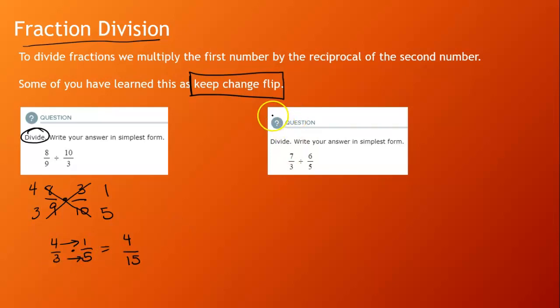Now we're going to pause the video and you're going to try this one on your own. You should have kept your first fraction the same, you should have changed your divide to a multiply, and you should have flipped your second fraction. You should have checked for things to cancel. 7/3 can't be reduced, 5/6 can't be reduced, 7/6 can't be reduced, 5/3 can't be reduced. So we're ready to multiply straight across. 7 times 5 is 35, 3 times 6 is 18, and we're done there.